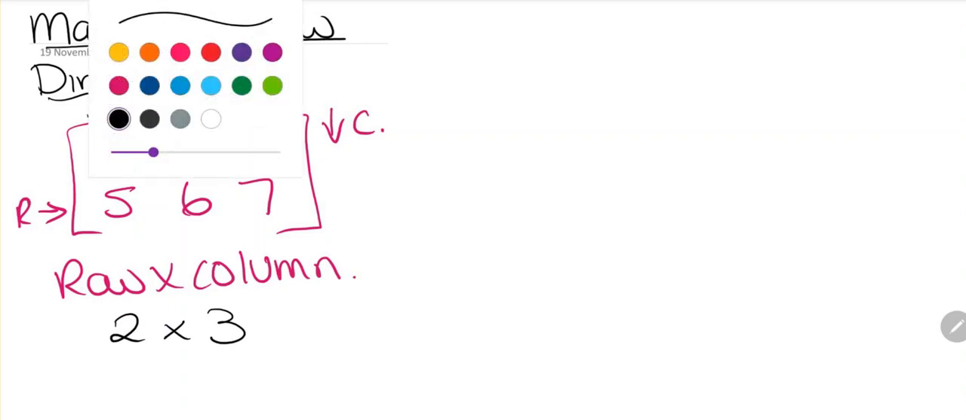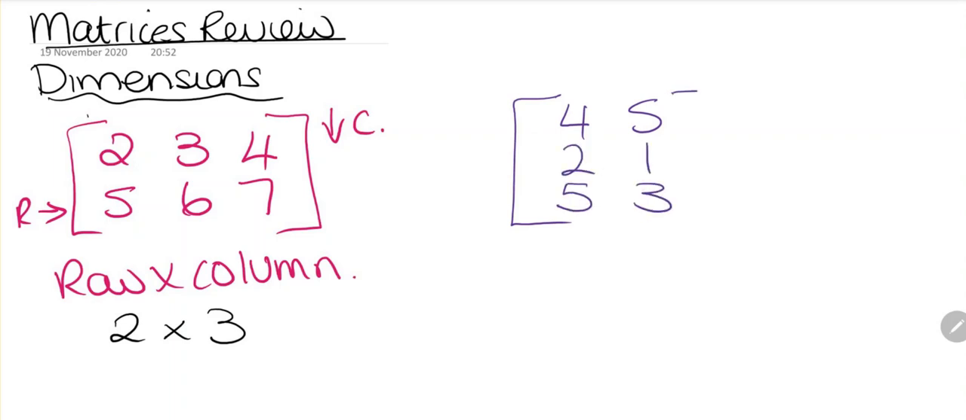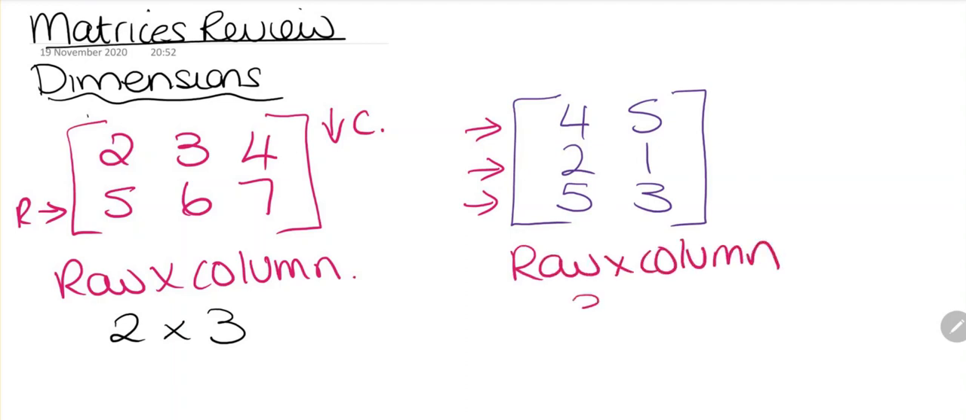Now this matrix, 4, 5, 2, 1, 5, 3. So this matrix has 3 rows and it has 2 columns. So it's a 3 by 2 matrix.